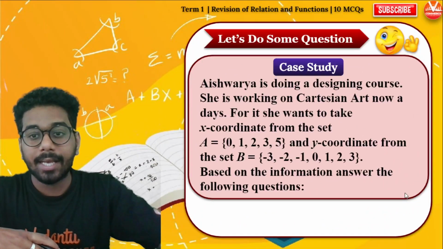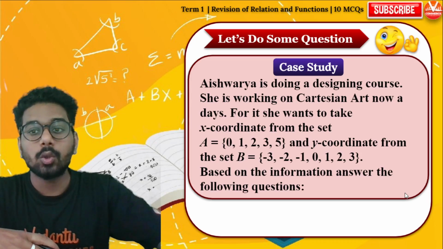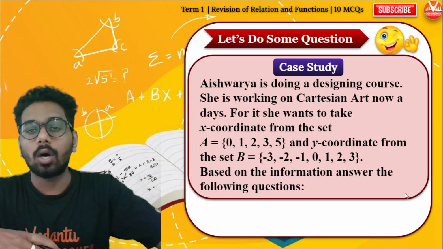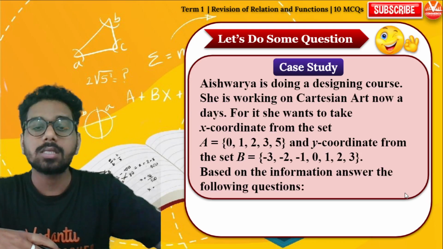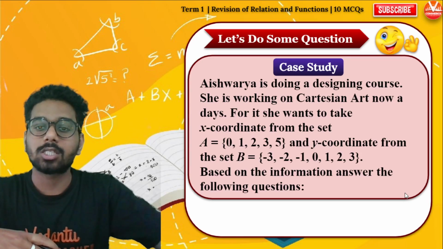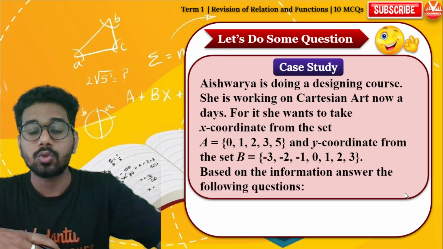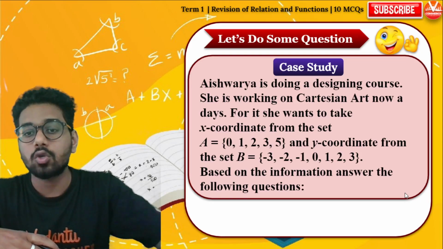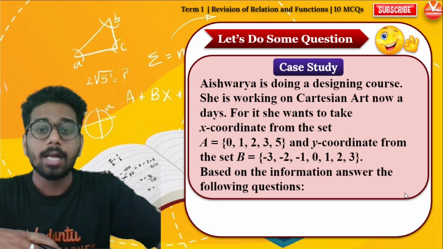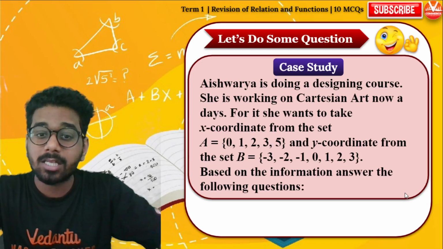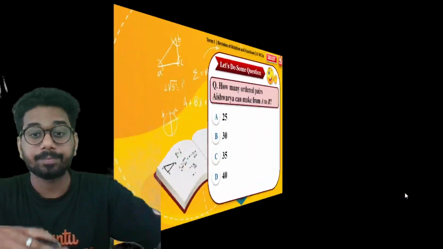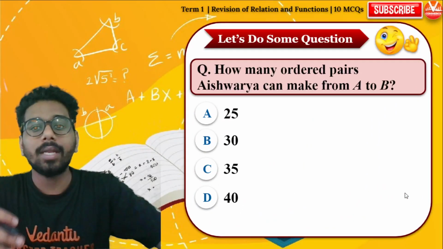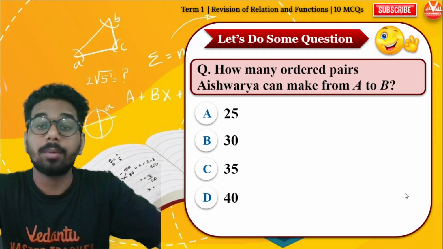Now, last is your case study. Aishwarya is doing a designing course. She is working on Cartesian art nowadays. For it, she wants to take the x coordinate from the set A equals 0, 1, 2, 3, 5, and the y coordinate from the set B equals minus 3, minus 2, minus 1, 0, 1, 2, 3. So basically, set A has 5 elements and set B has 7 elements. The question is how many ordered pairs Aishwarya can make from A to B.